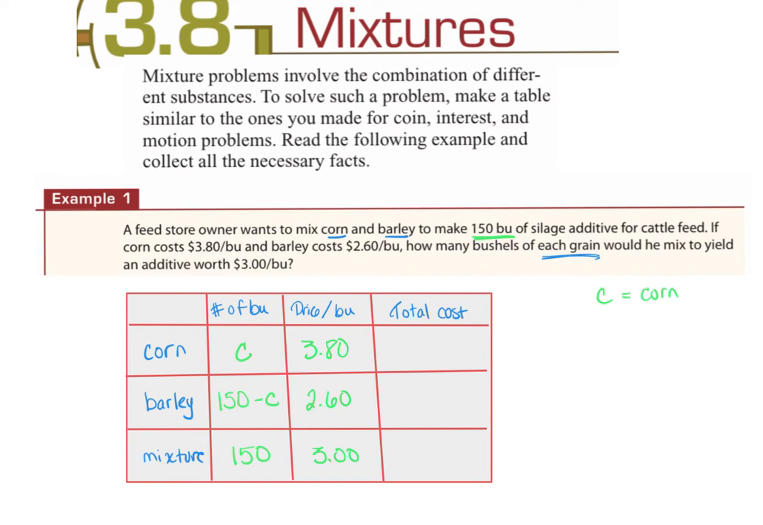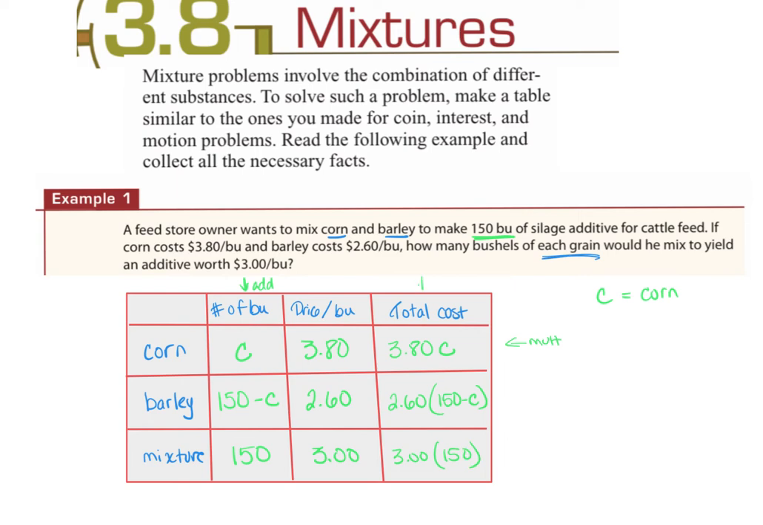All right? So you add down for this column. You multiply across, but you do not add down for that center column, all right? That includes your percentages. You're not going to add down for your percentages either, okay? Total cost, we multiply across, all right? So my corn is going to cost $3.80 times however many bushels I have. My barley is going to cost $2.60 times however much barley I have. And my total is going to cost $3 times my total bushels that I have altogether.